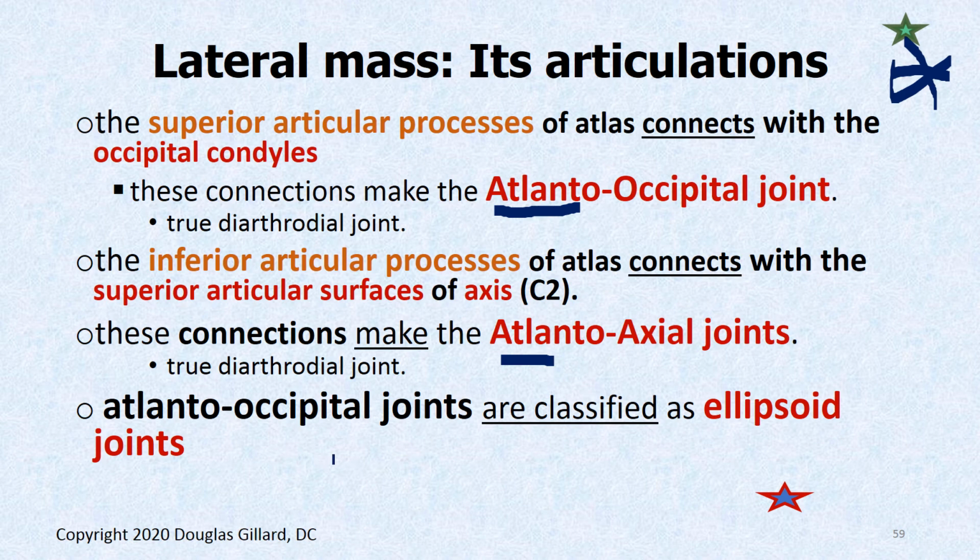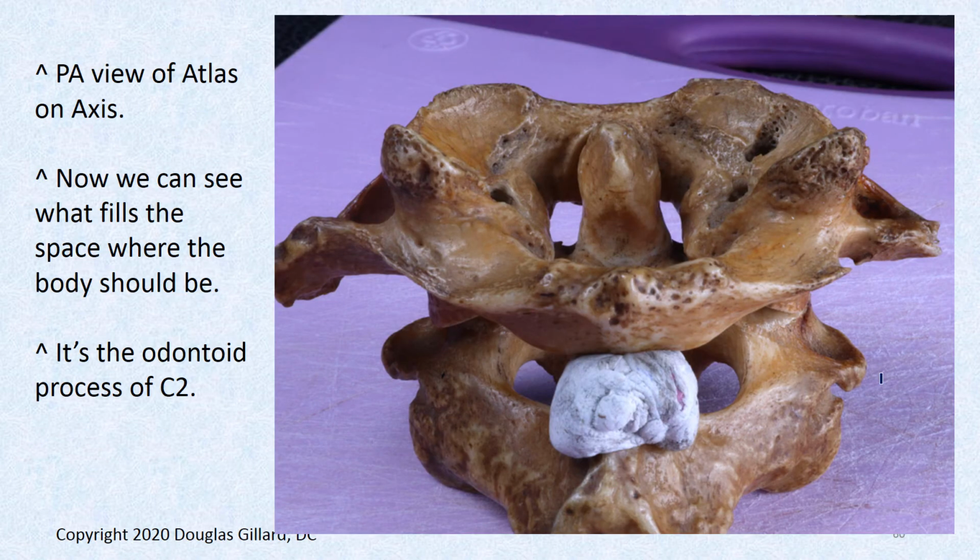The atlanto-occipital joints, because of the shape of the facet for the superior articular process, are called ellipsoid joints. So that's a little bit strange. That's a really high yield board question. That's something you've got to remember. It's an ellipsoid joint classification. It's still diarthrodial, but specifically it's an ellipsoid joint.